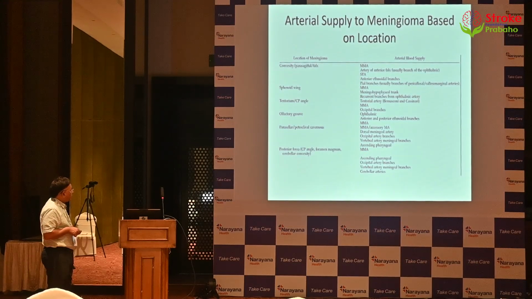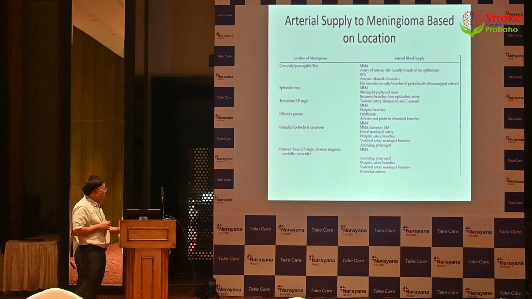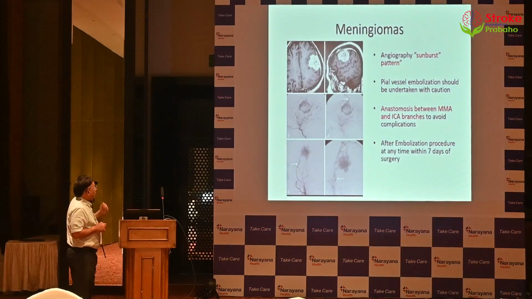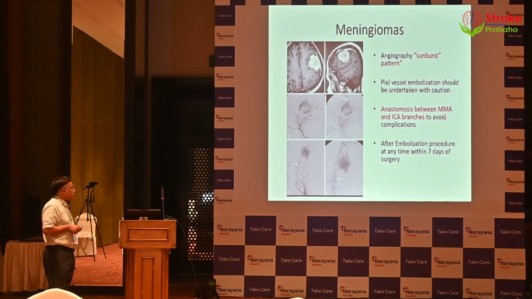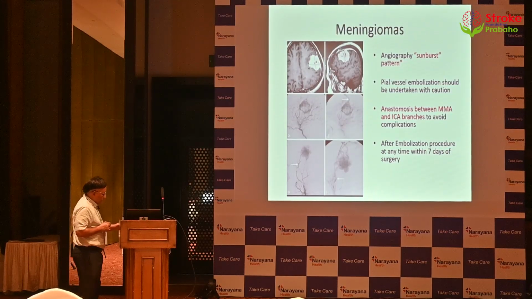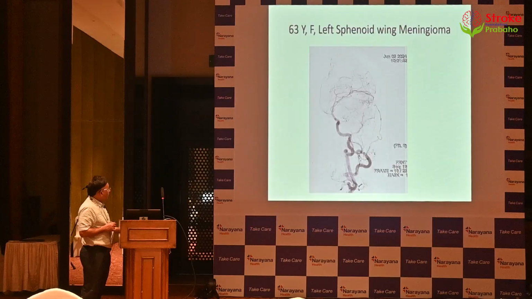Also, along with the ascending pharyngeal, occipital, vertebral artery, and the cerebral arteries. Meningioma has a classical angiographic pattern, what we call a sunburst pattern. And pial vessel embolization should be done with great caution because there may be chances of deficit. We must remember anastomosis between the middle meningeal artery and intracranial arteries to avoid complications. After embolization, the surgery can be done within 7 days.